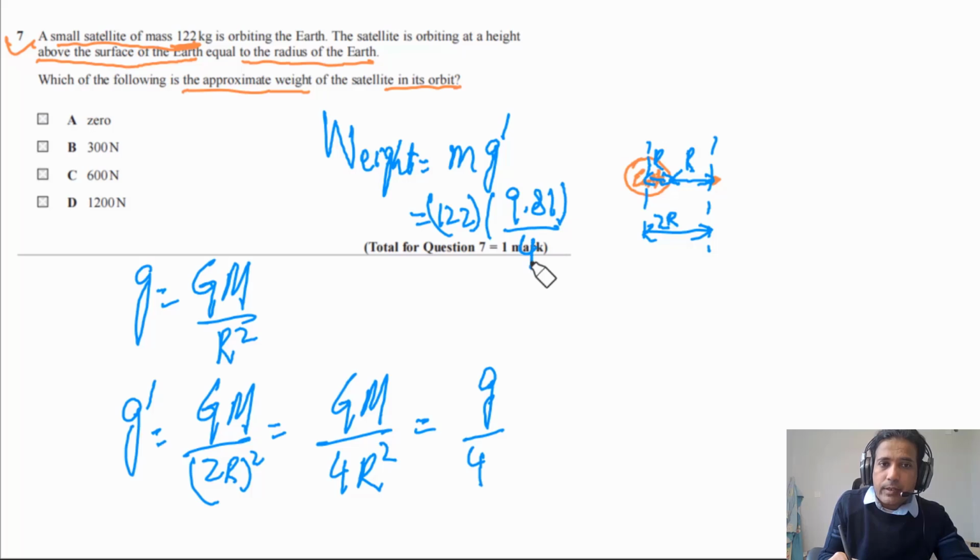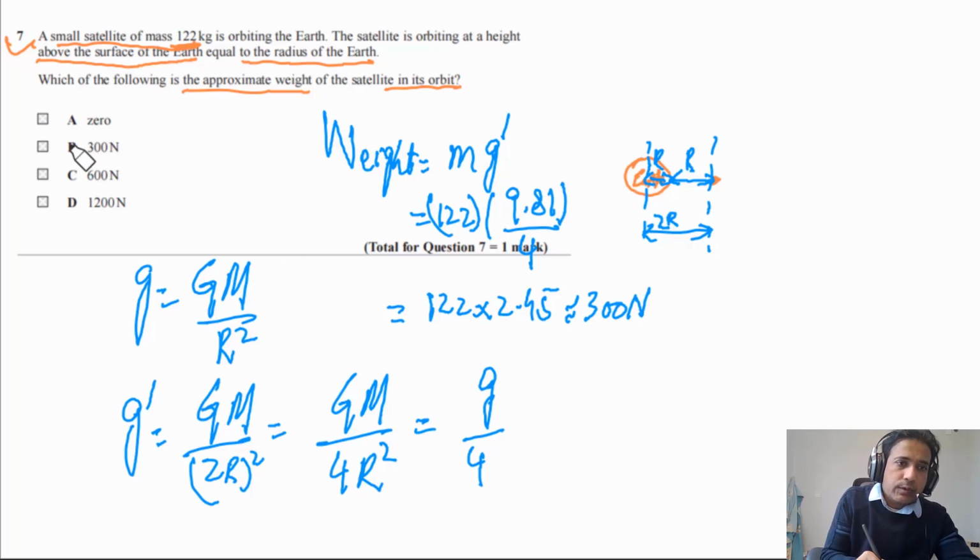So this is divided by 4. This is 122 and we multiply with 2.45. So we're going to get about 300 newtons. So the answer for this question has to be B.